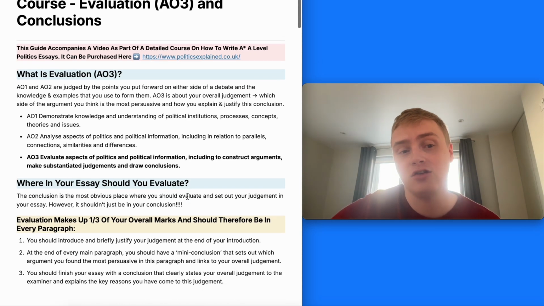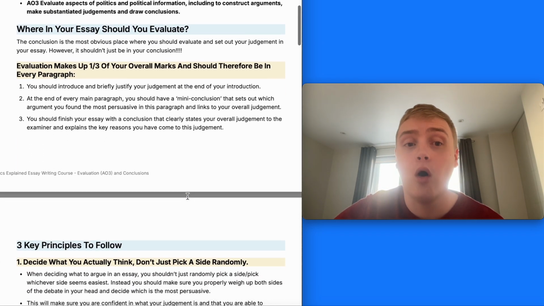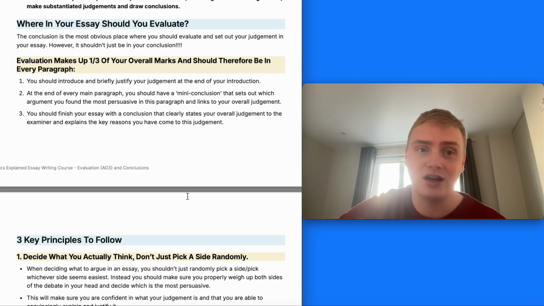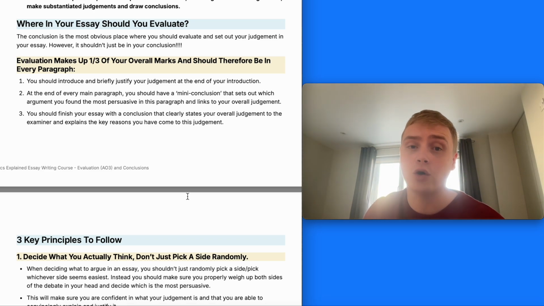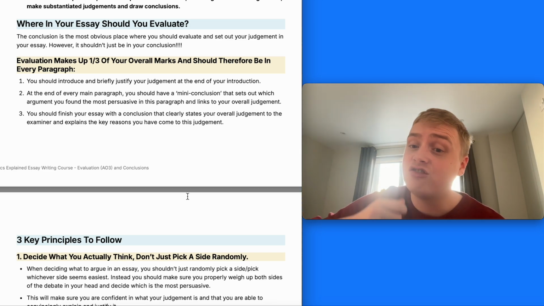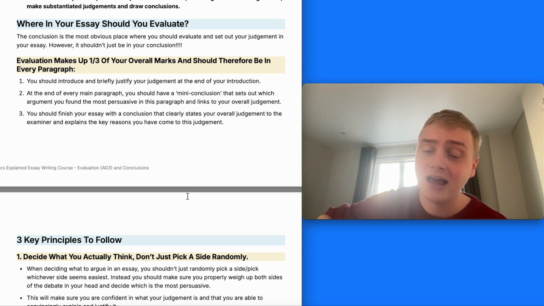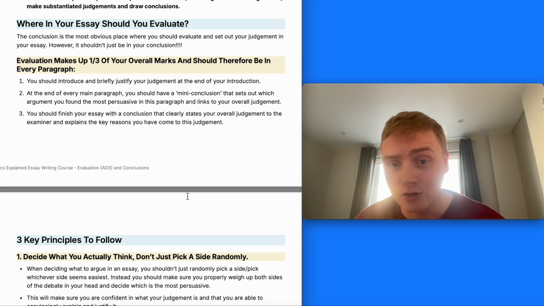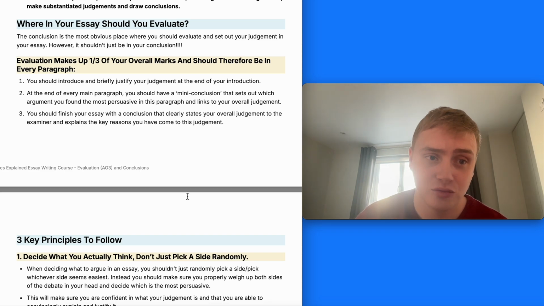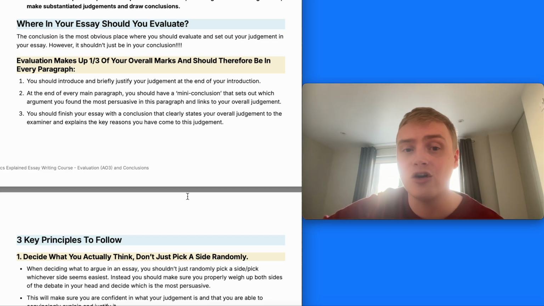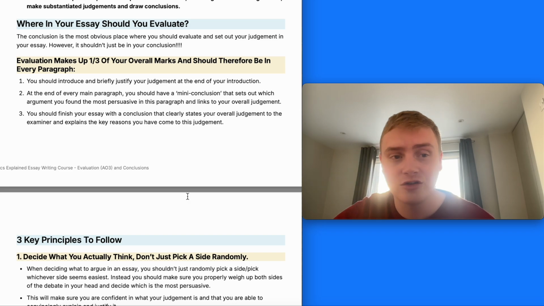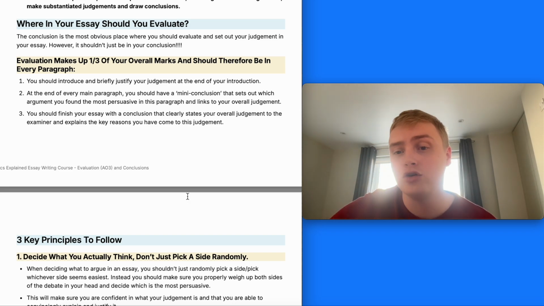So where in your essay should you evaluate? Conclusion is the most obvious place where you should evaluate and settle your judgment in your essay. However, it shouldn't just be in your conclusion. Evaluation makes up a third of your overall marks, and it should be in every single paragraph. So you should introduce and briefly justify your argument at the end of your introduction, as we looked at in the instructions video. At the end of every main paragraph, you should have a mini conclusion that sets out which argument you found the most persuasive in this paragraph and links to your overall judgment. And then, of course, you should finish your essay with an overall conclusion that clearly states your overall judgment to the examiner and explains the key reasons you have come to that judgment.